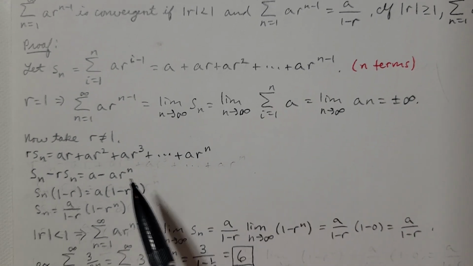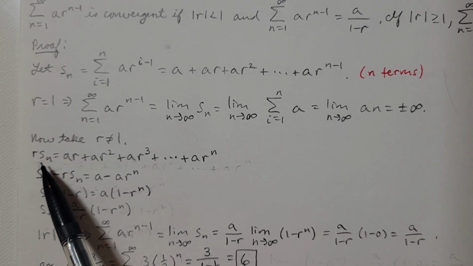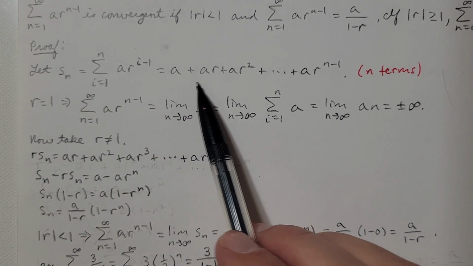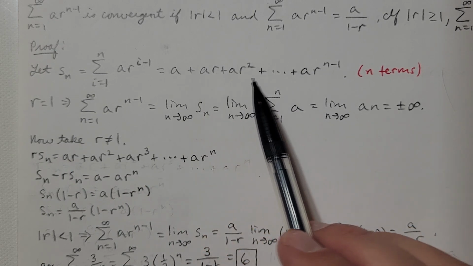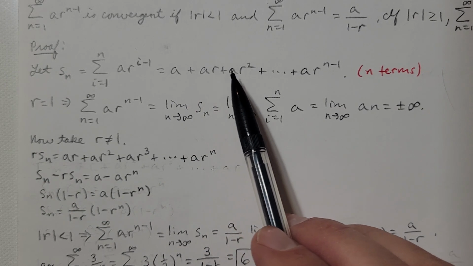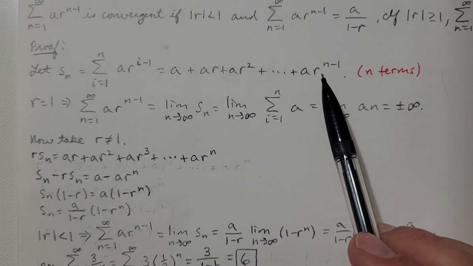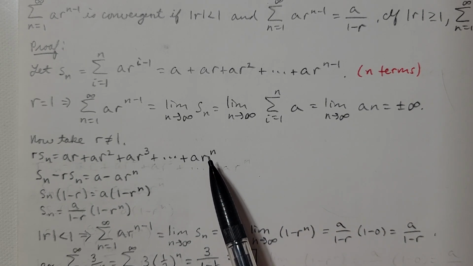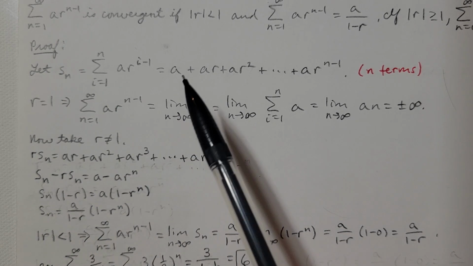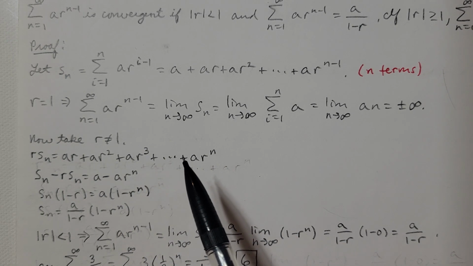Okay, now what if we take r to not be 1? Then r times s sub n, here's s sub n. So if I multiply all n of these terms by r, I'm looking at a times r plus a times r squared plus a times r cubed plus etc. all the way up to a times r to the n power. Okay, now the next thing I'm going to do is I'm going to take s sub n, this guy here, and subtract r times s sub n.